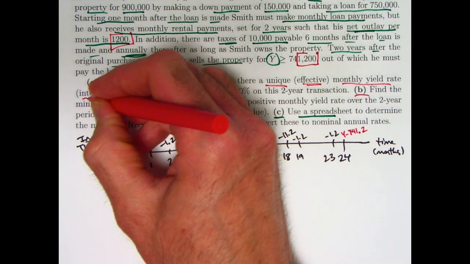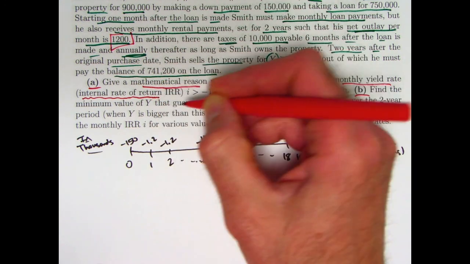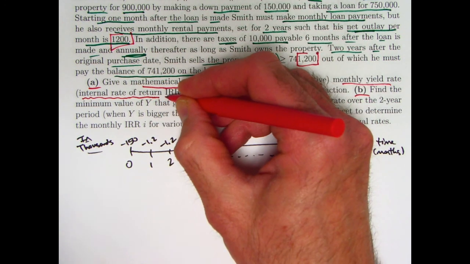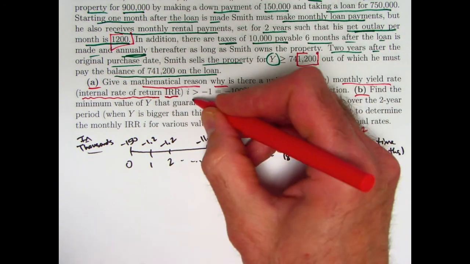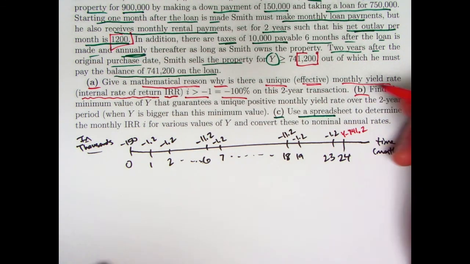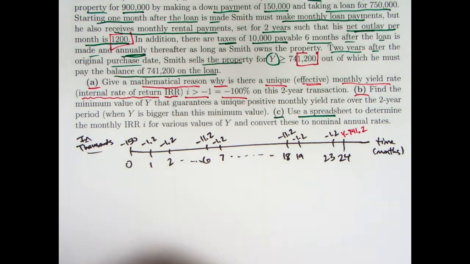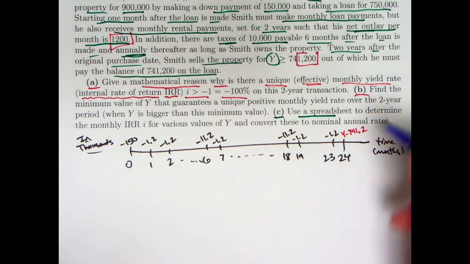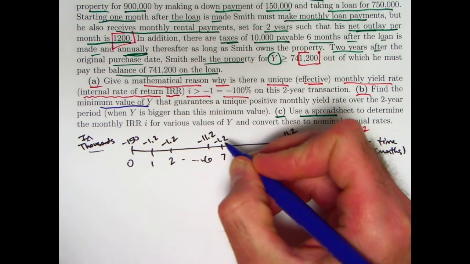Another name for yield rate is internal rate of return. That's what I've been using with my actuary students. IRR, that is bigger than -1. As a percent, that'd be bigger than negative 100% on this 2-year transaction. And then in part B, we'll be finding the minimum value of Y.